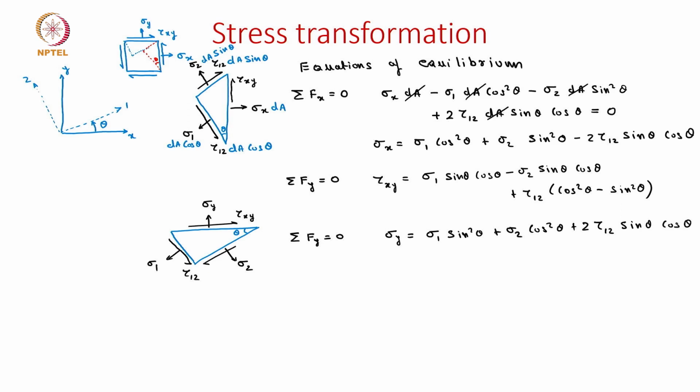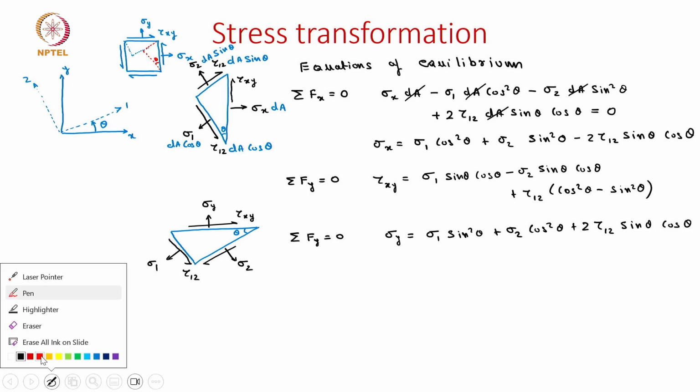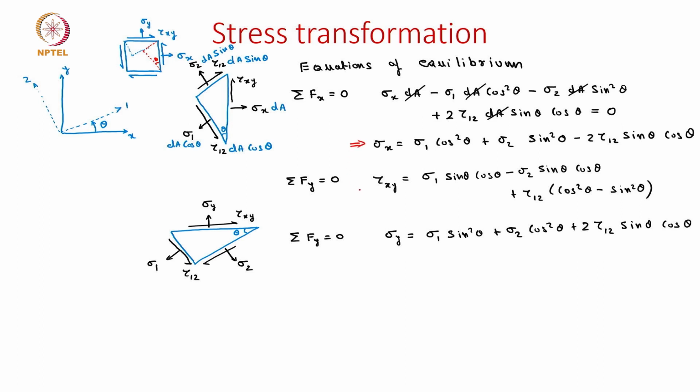Okay. Let us try to get these three equations into a matrix form. So, what are the three equations we are looking at? We are looking at this sigma x, tau xy and sigma y. So, now if I write these in the matrix form, where now I write sigma x, sigma y and tau xy, this can be written in terms of a 3 by 3 matrix times the stresses in the material coordinates, which are sigma 1, sigma 2 and tau 1 2.